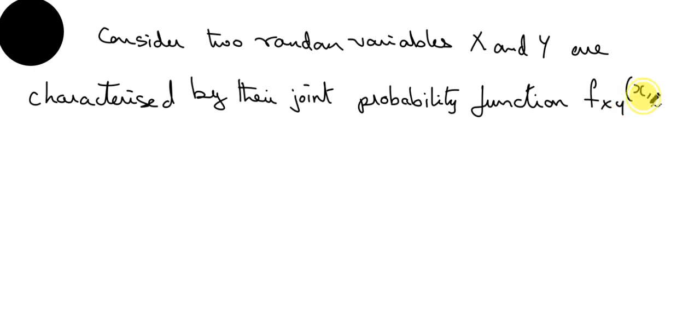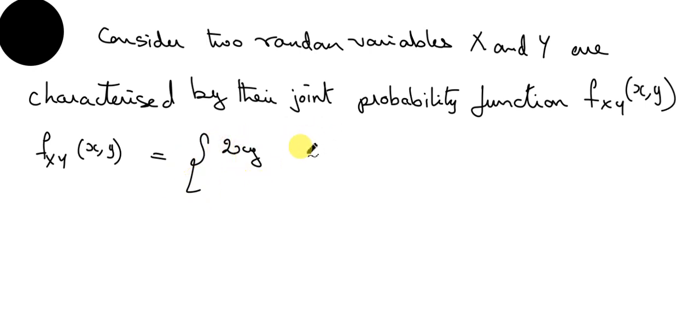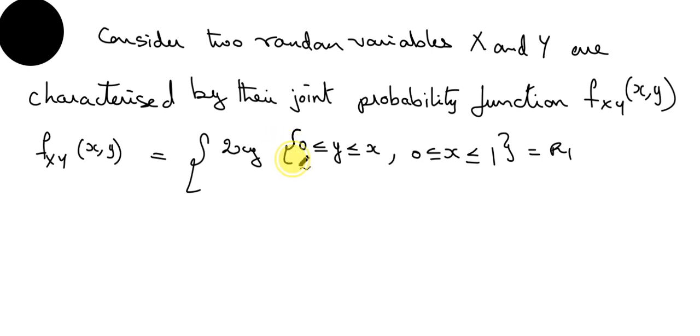f_XY of x comma y, which is given by f_XY of x comma y equal to 2xy for 0 less than equal to y less than equal to x, and 0 less than equal to x less than equal to 1, which I term as region R1, and it is 0 in all other places. So this is our joint PDF which is given to us.